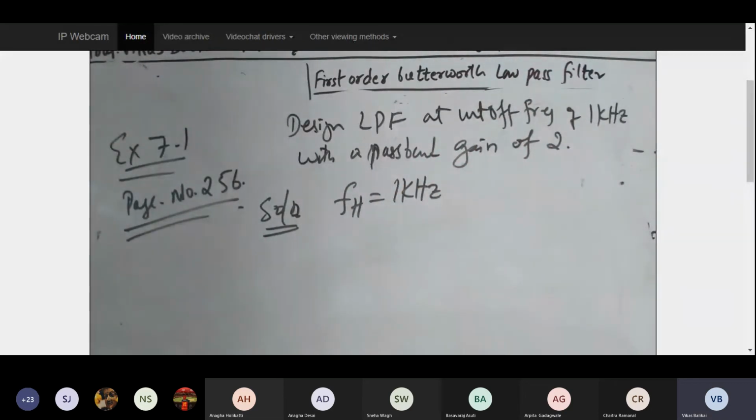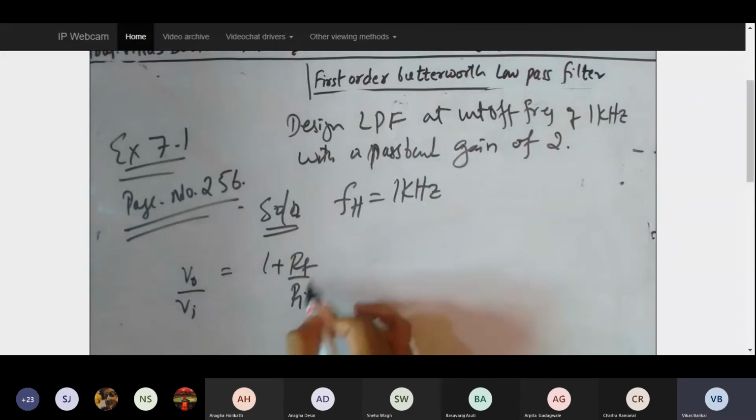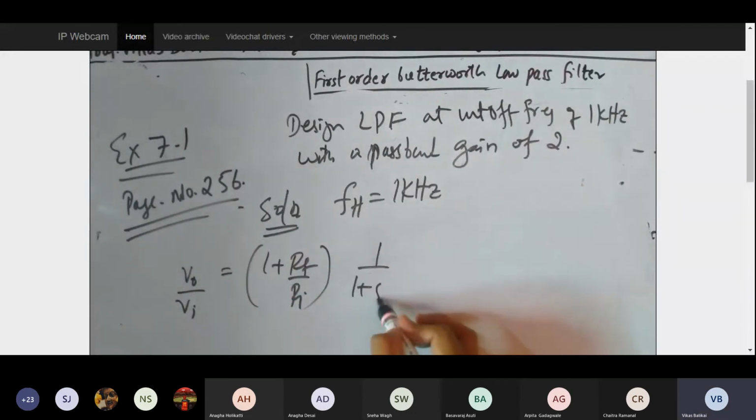Gain equation was AF divided by 1 plus j times F by Fh, and to calculate the magnitude, it is AF divided by under root of 1 plus F by Fh whole square. Now if I move on to the previous equation before that, I require Vo by Vi, which is given by 1 plus Rf by Ri multiplied, this is my gain of the op amp, by 1 divided by 1 plus SRC.